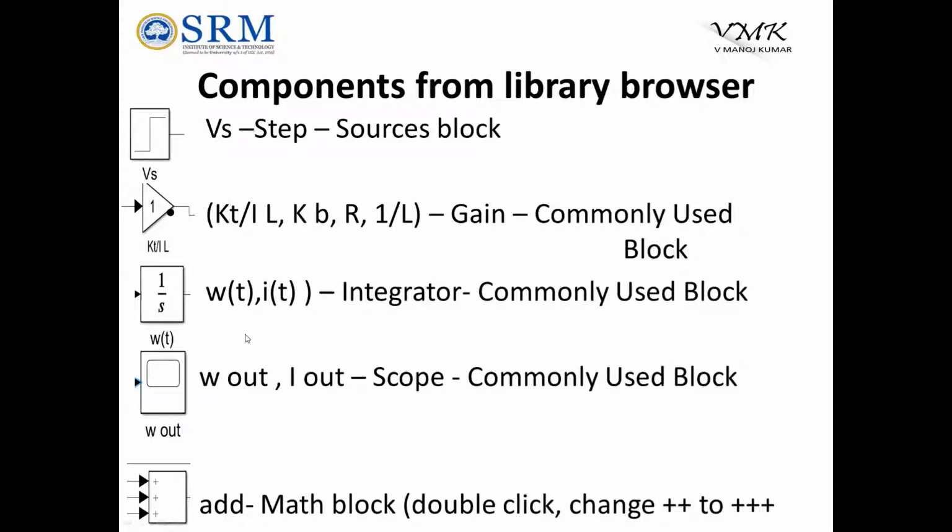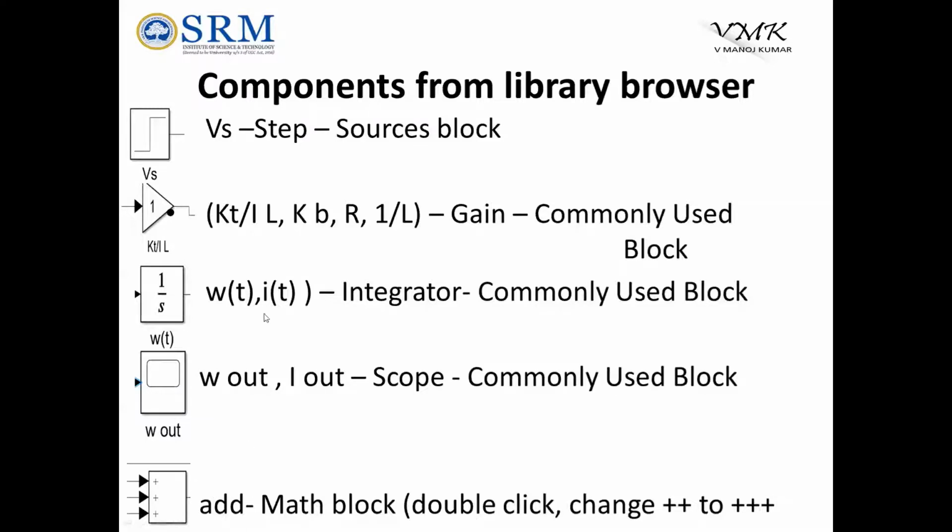After all these things, I need to see the output through a window, so I'm going to use a scope. A scope shows a graphical structure, the graph of my output. I have two outputs: one is omega out and the other is current output. And next is my additional block.